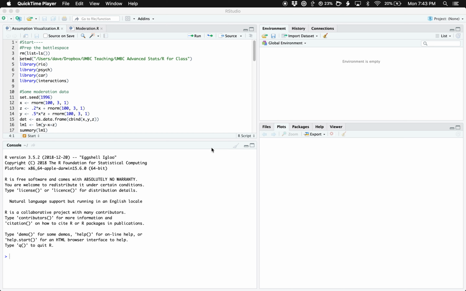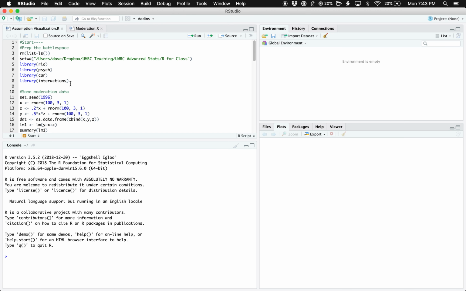So I just want to go through some basic stuff in R that we can use to help us visualize, which is really the best way to look at our assumptions. We don't have a lot of statistical tests around our assumptions. There are a few out there, but mostly we get it from looking at our data.